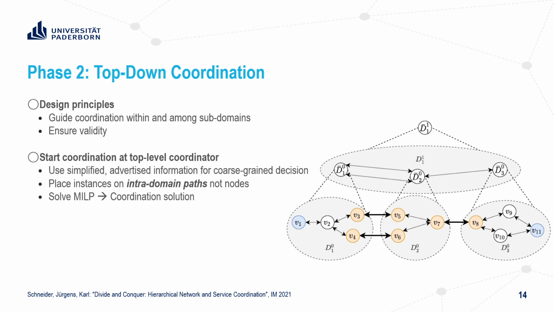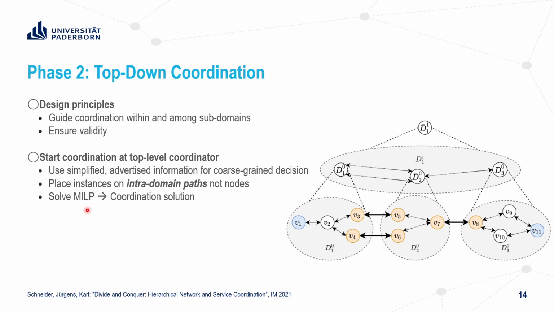And we do this top-down coordination starting at the top coordinator up here, and we use this simplified advertised information that we just talked about to make quite coarse-grained decisions. And now remember, these higher-level coordinators, in each hierarchy, we just see information in terms of intradomain paths with some aggregated information, and these paths represent paths with links and nodes. And therefore, we need to make our placement decisions not on individual nodes, but on these different paths. So that's the difference compared to most existing placement algorithms. And specifically, we solve this placement on our different paths by solving a mixed integer linear program that we also formulated.